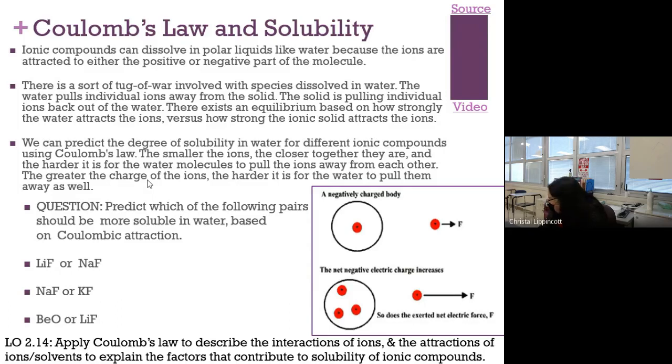There's not an A, B, or C, or D here, guys. It's just which one of these is going to be stronger, which one of these, which one of these.